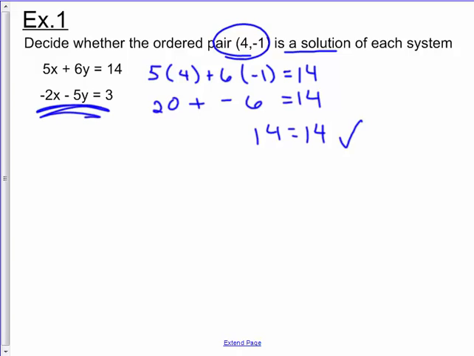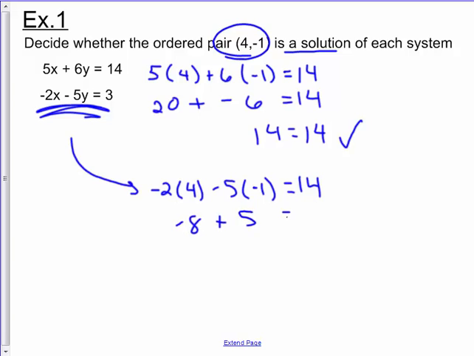I'm going to plug it into the second one. -2 times 4 minus 5 times -1 equals 14. So I get -8 plus 5 equals 14. We know that is not true. I get -3 equals 14. So what can we say? We can say that (4, -1) is not a solution to the system. It doesn't work in both of them. In order for it to be a solution to the system, it has to work in every equation.